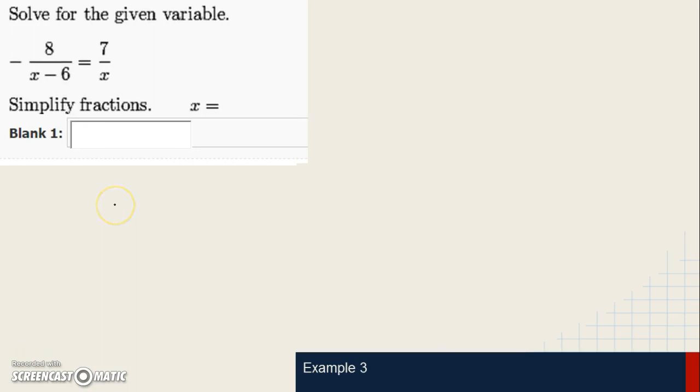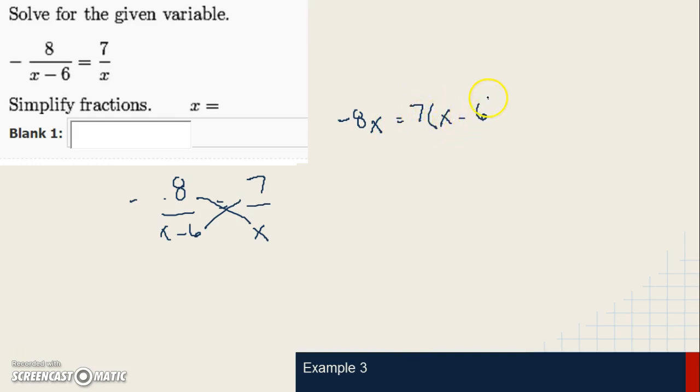Example number 3. Here I have negative 8 over x minus 6 equals 7 over x. First thing I'm going to do is cross multiply. So I have negative 8 times x is negative 8x equals 7 times x minus 6. I'm going to simplify, if I can simplify. In this case, I can simplify the right side of the equation. I have negative 8x equals 7x minus 42.